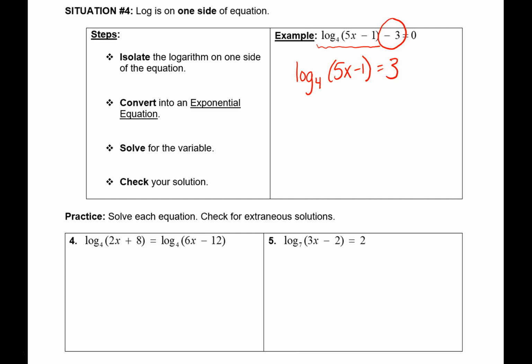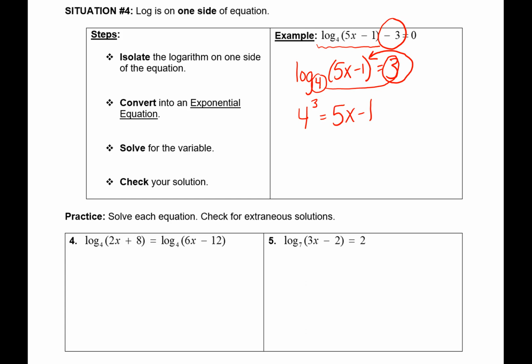What that means, remember from before, is that we're going to take this log base 4 and turn it into an exponential. The way that we do that is we start with the base, we raise it to the power, and then it's equal to the input. So 4 to the third power is equal to 5x minus 1 is the exponential form.